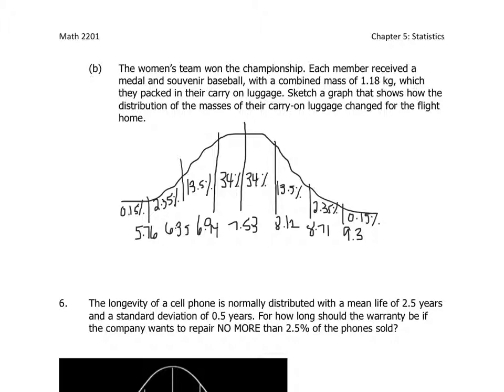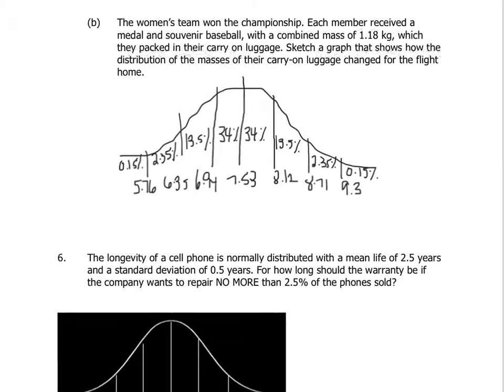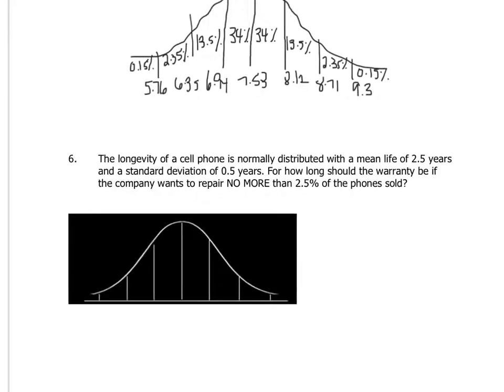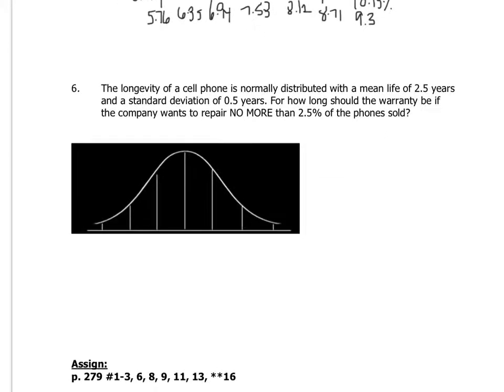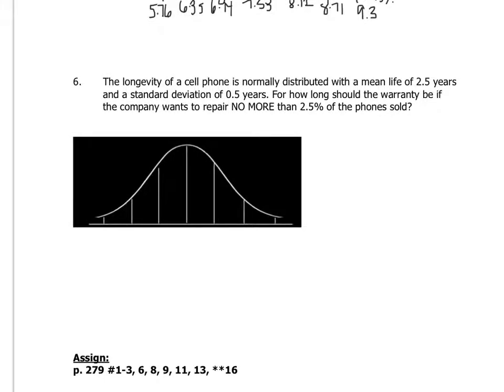Okay, question number 6. The longevity of a cell phone is normally distributed with a mean life of 2.5 years and a standard deviation of 0.5 years. For how long should the warranty be if the company wants to repair no more than 2.5% of the phones sold? So if we look at our standard normal distribution labeling, this would be a mean of 2.5 with a standard deviation of 0.5. So this would be 3, this would be 3.5, this would be 4, this would be 2, because take off 0.5, take off another 0.5 would be 1.5, and take off another 0.5 would be 1.